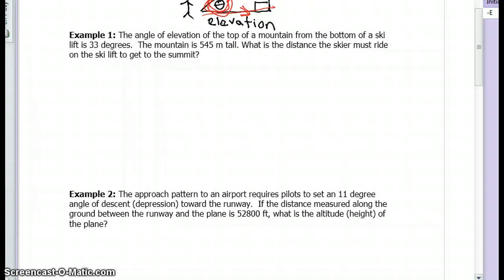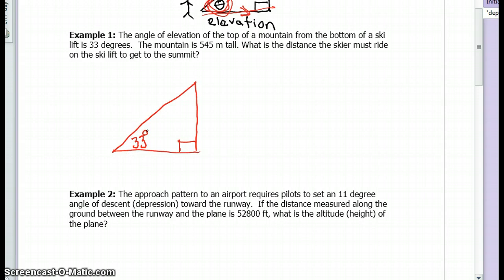Alright, this looks like a lot of stuff, but what's going to happen here is we're always going to draw a right triangle. So let's draw a right triangle first. Alright, this is our right triangle. And of course this means a right angle, which you should be used to from geometry. The angle of elevation is 33 degrees. Elevation goes right here. So we're going to label everything in our triangle.